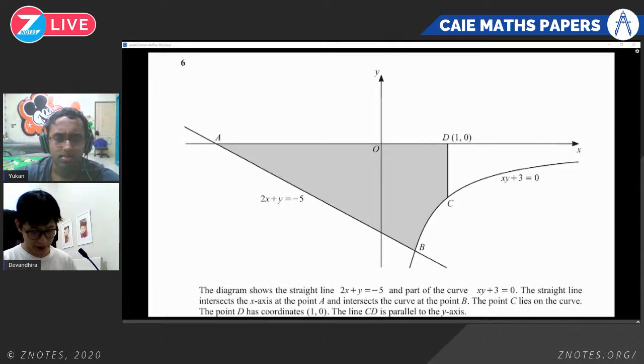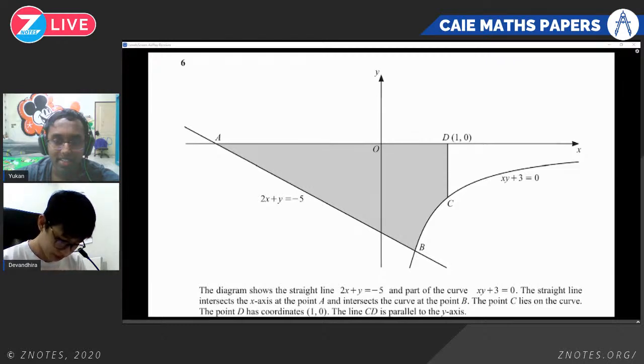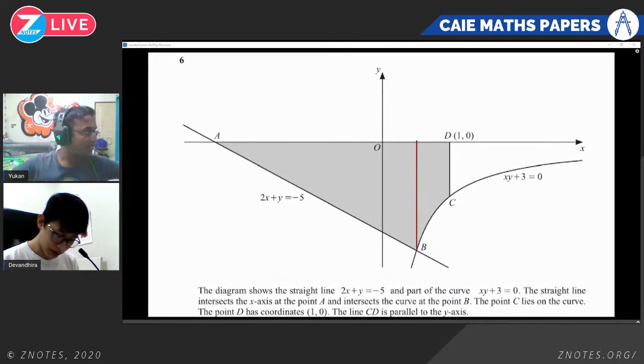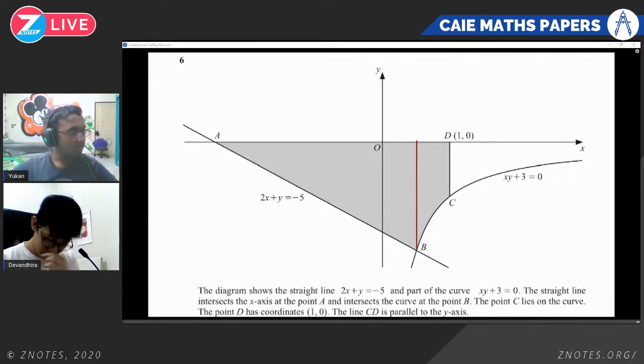What's our first step? We can see that the region is compound. It's under two different curves. At the point B, before it, into the negative section, is just a triangle. And then from B to C, it is under the curve xy plus 3 is 0. So to make this easier, let's put a line here. So the first area on the left side is just a triangle, correct? A right angle triangle, actually.